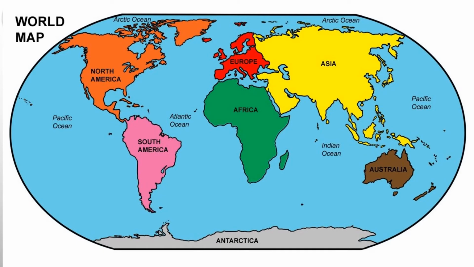Before understanding the world distribution of hot, moderate and cold climates, go through the world map. We have four oceans and seven continents: North America, South America, Africa, Europe, Asia, Australia, and Antarctica, and the Pacific Ocean, Indian Ocean, Atlantic Ocean, Antarctic Ocean and Arctic Ocean also.